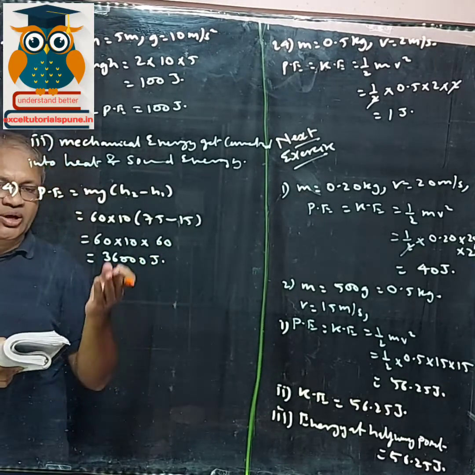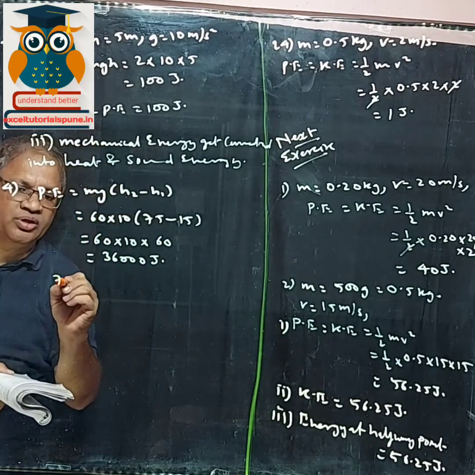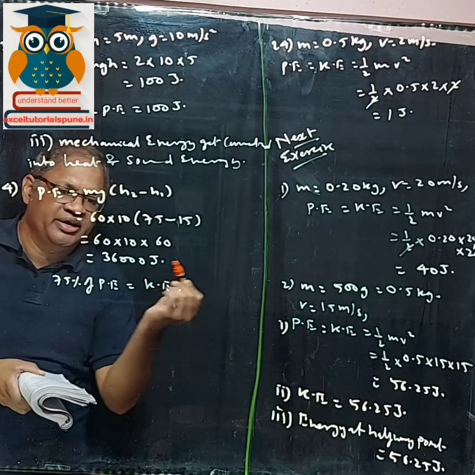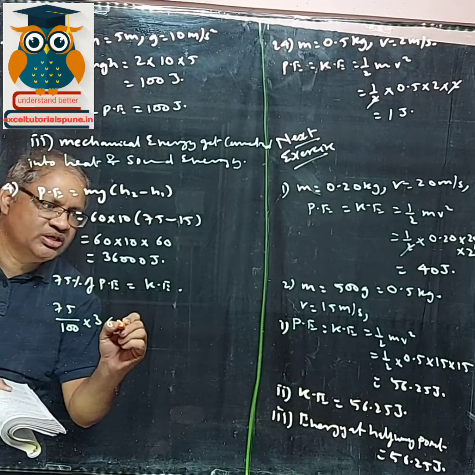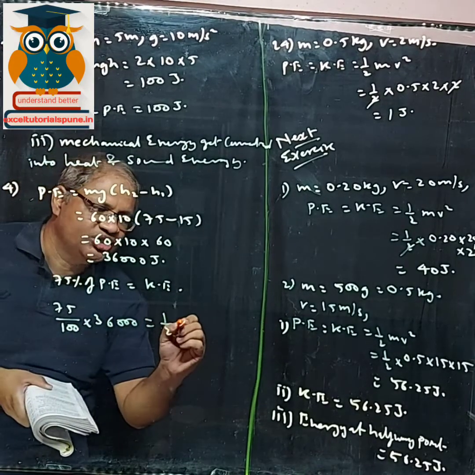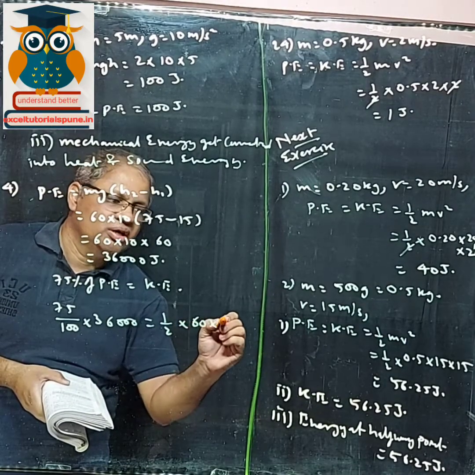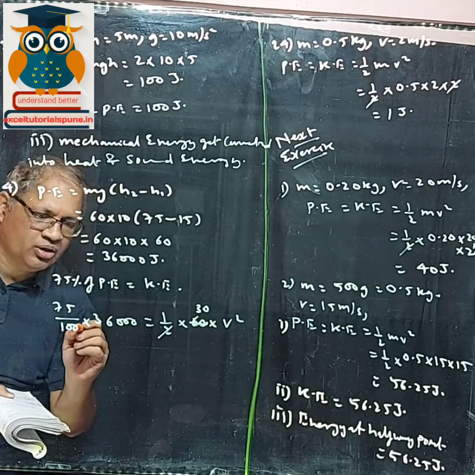Joules. Now 75% of this energy gets converted to kinetic energy. 75% of potential energy gets converted into kinetic energy. So 75 upon 100 into 36000 is equal to kinetic energy, which is half mv square. Mass is 60, into v square.